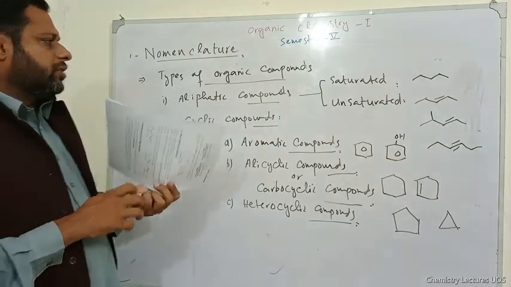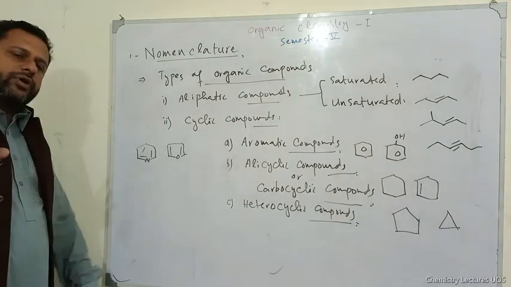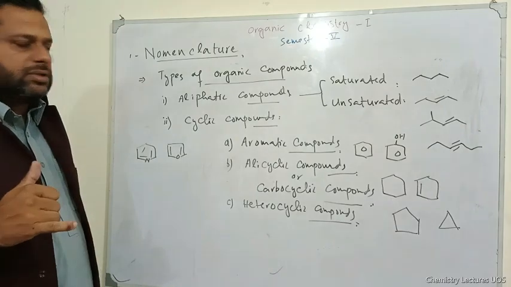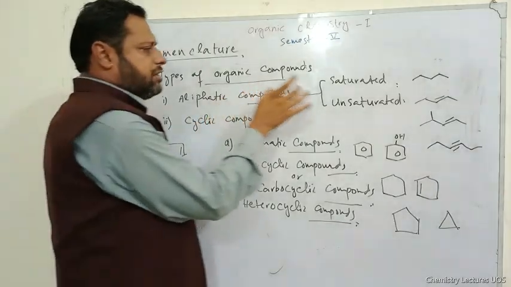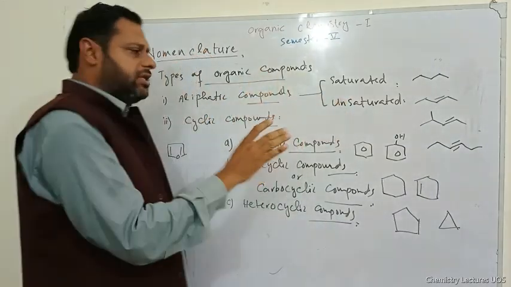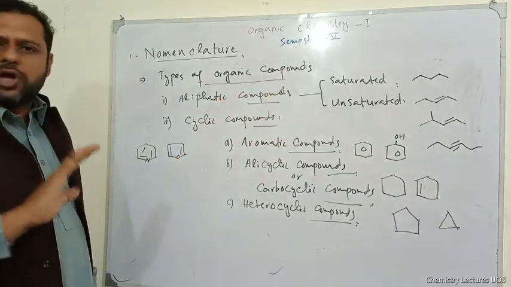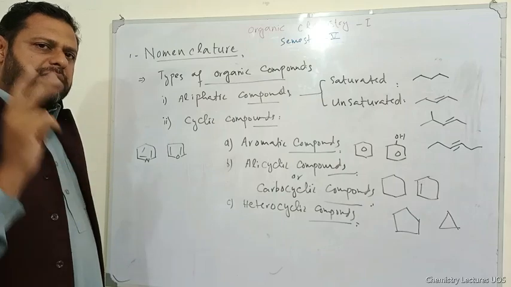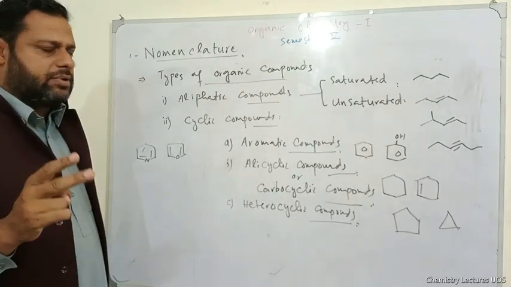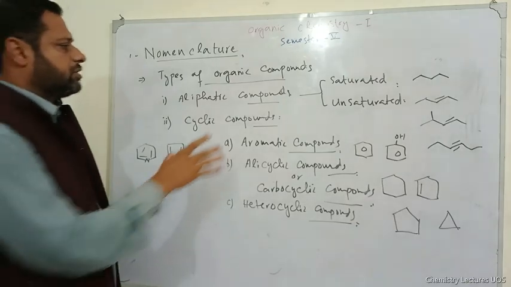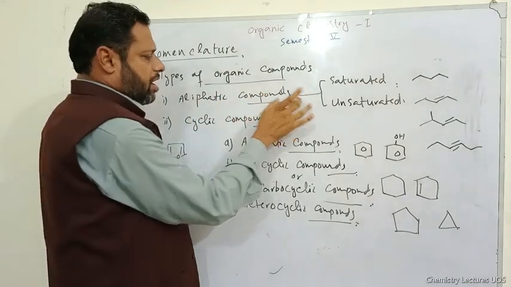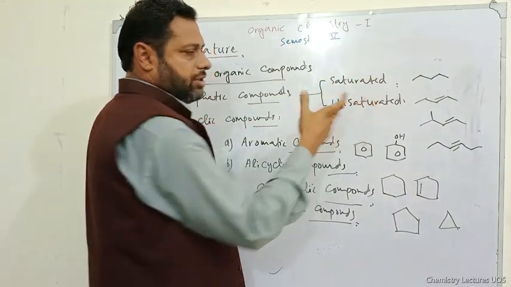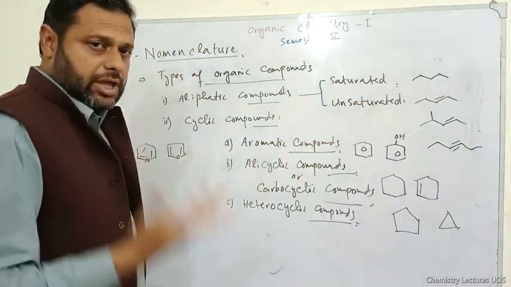So now we can conclude that there are two types of organic compounds: open chain organic compounds and cyclic compounds. Open chain, if they contain either nitrogen or sulfur, are still called aliphatic compounds because they cannot be heterocyclic. Heterocyclic must be cyclic, and must have at least one element other than carbon. So either they are open chain or cyclic. If they are open chain, they can be saturated or unsaturated depending upon the double or triple bonds they have.